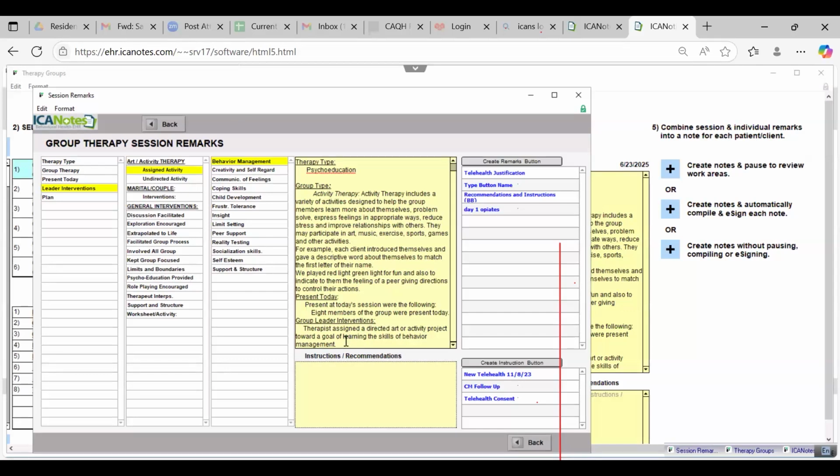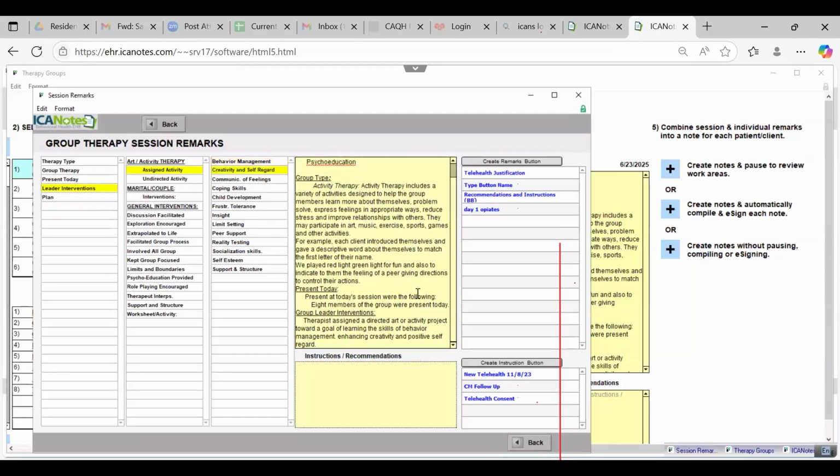And so you're trying to see how we can specify that. We could talk about the activity that we did. The activity was XYZ. So what the activity was: playing with clay and making clay shapes. That was the activity. So if you wanted to, you would choose this, creativity and self-regard, enhancing creativity and positive self-regard.